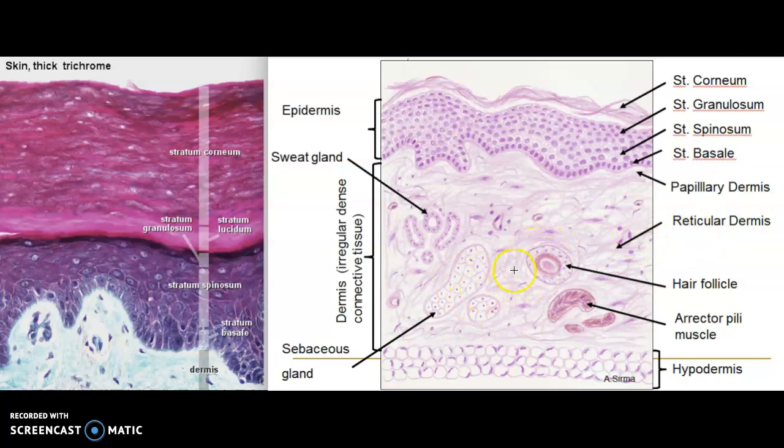Then at the end we have the hypodermis layer, and this layer is also called the subcutaneous layer, and it is actually not considered part of the skin, and it is composed of adipose tissue or fat tissue, which helps with insulation, and it keeps our body warm. And that is basically the layers of our skin.